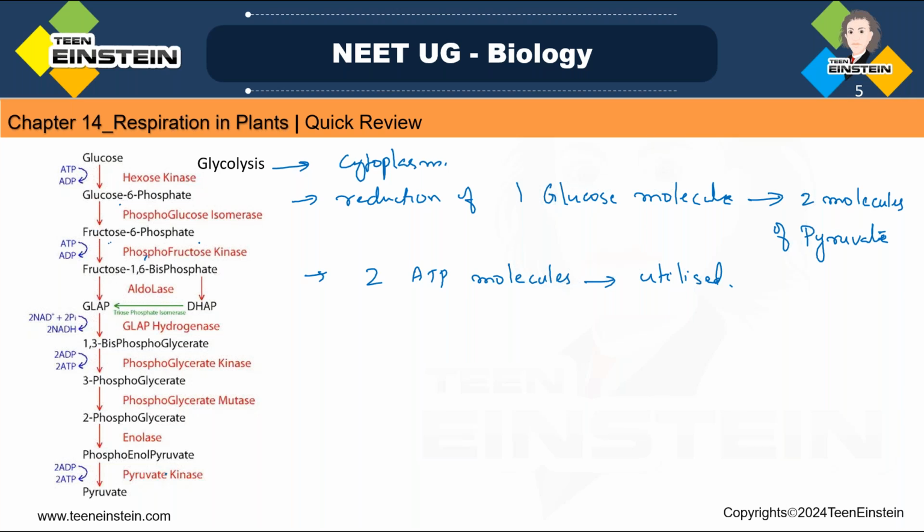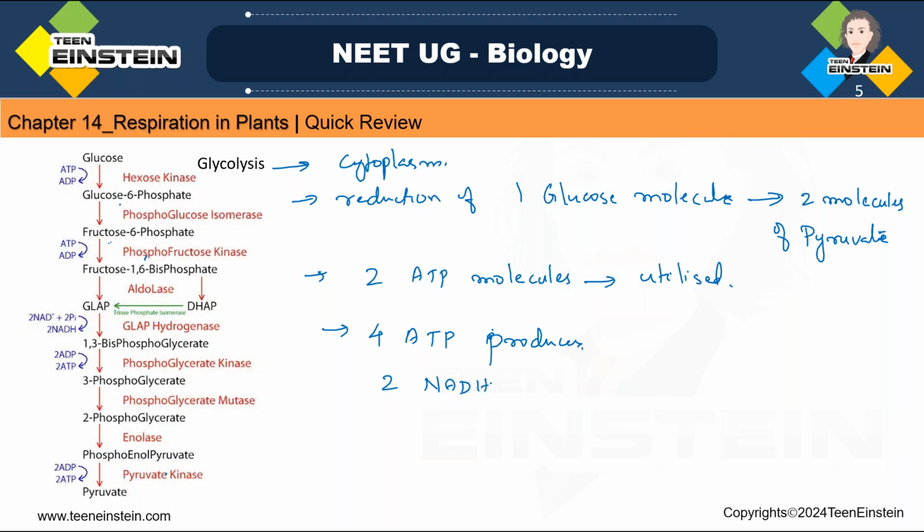So here 2 molecules of ATP are getting utilized, and that produces 4 ATP molecules. Here you can see 4 ATP, here 2 ATP, here 2 ATP. Total 4 ATP molecules are getting produced. And 2 NADH. Here you can see 2 NADH is getting produced.